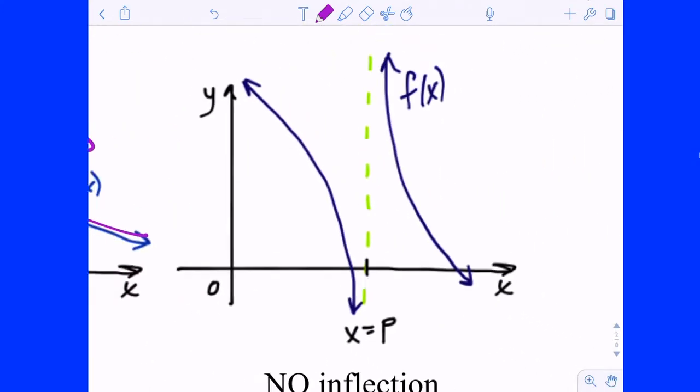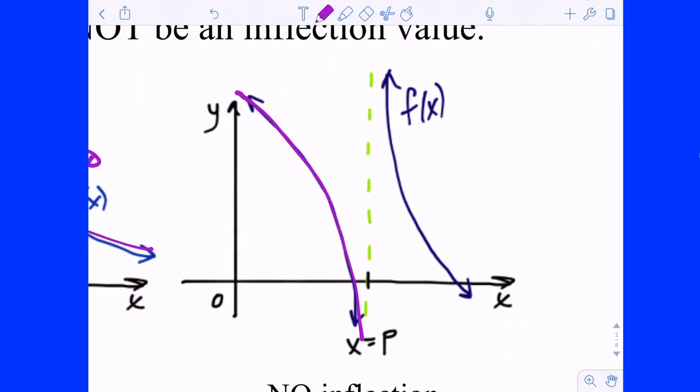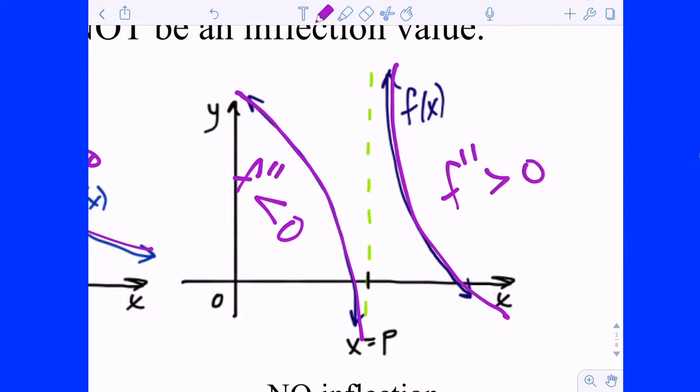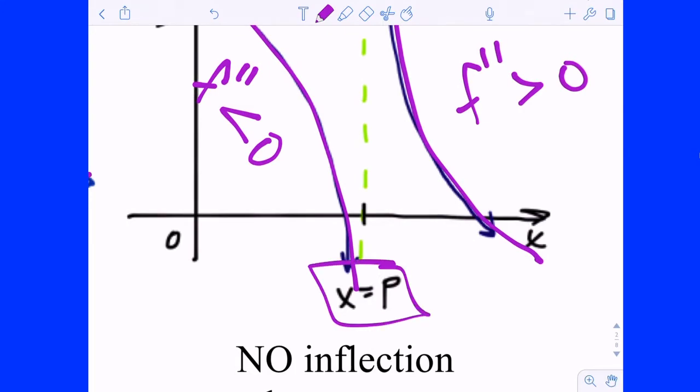All right, so how about this one? We have concave, what on the left? Down. F double prime is down, so it's negative. And then on the right, it's concave up, so F double prime is positive. It went from a negative second derivative to a positive second derivative at an x value. That must be an inflection value, yes? Why not? The value at x. Very good. X equals p is not in the domain of the function. So it's a very important value, but it's not going to be an inflection value.